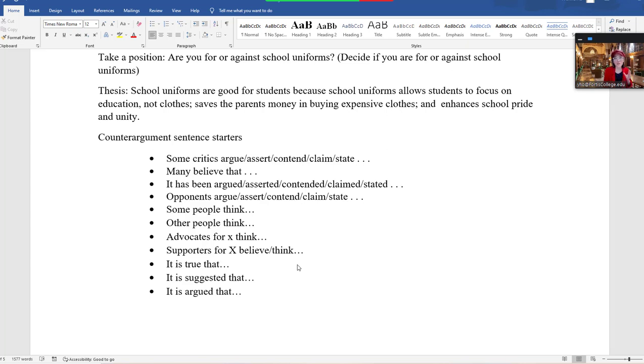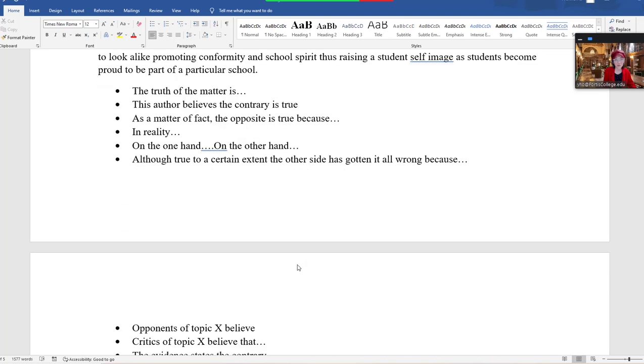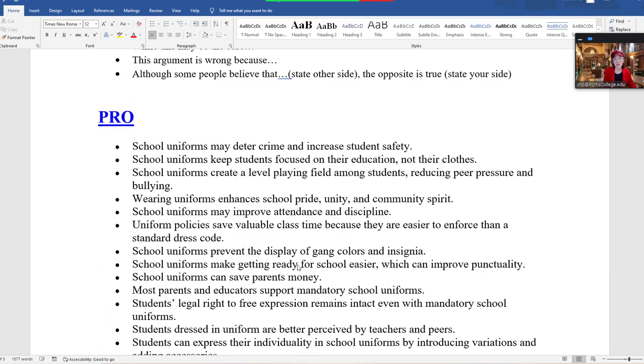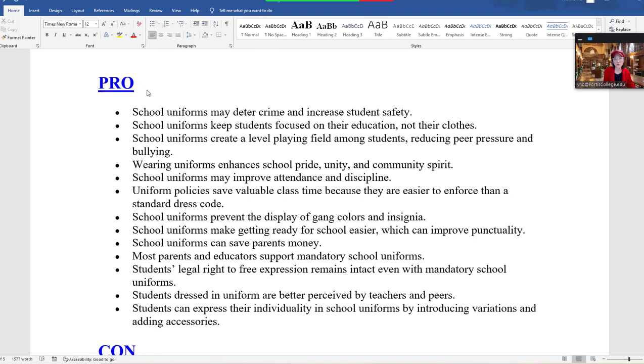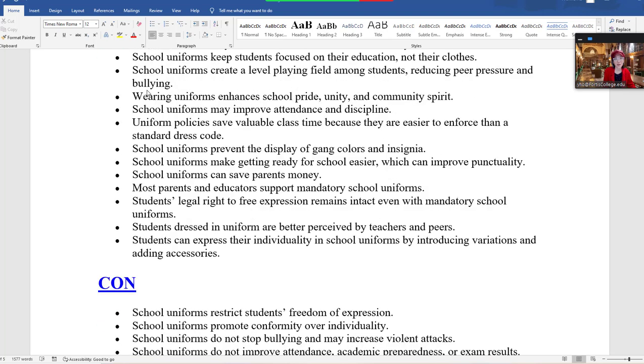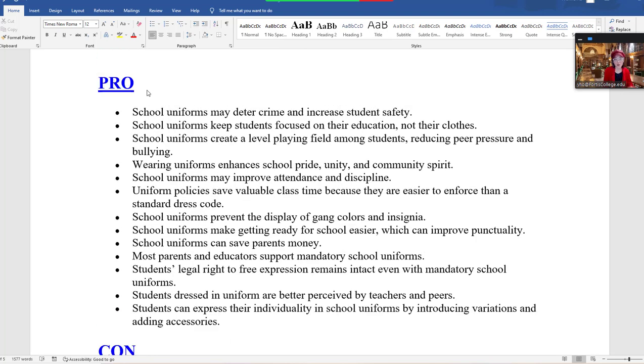So what if you're stuck and you can't think of what to write? When you go to the procon.org website, it's going to give you a list of pros and cons of school uniforms. I'm for school uniforms, so, for example, school uniforms deter crime and increase student safety. This will already be listed on the Procon website, okay? So you're going to choose 3 of these, and I'm already for school uniforms.